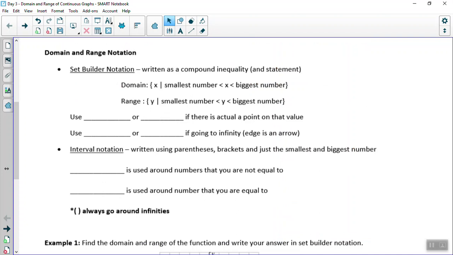Okay, so we'll use less than or equal to or greater than or equal to if there's an actual point on that value. And then we use just less than or just greater than if we're going to infinity, okay, if the edge is an arrow.